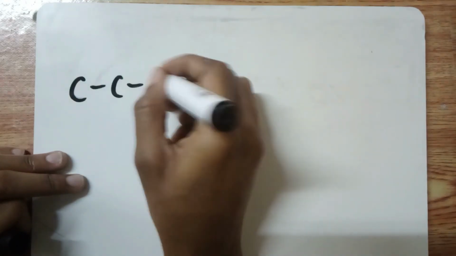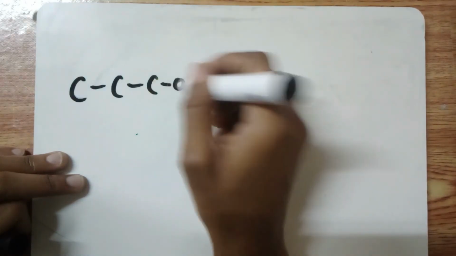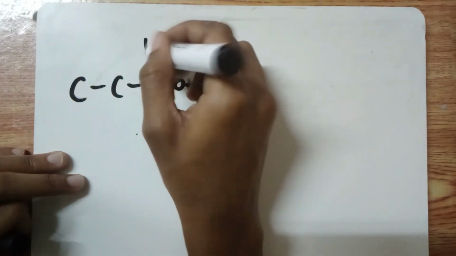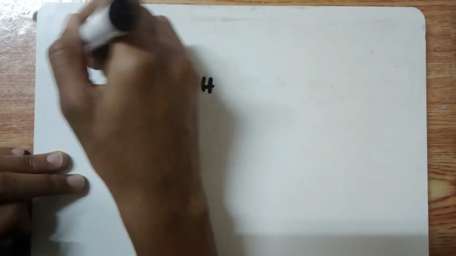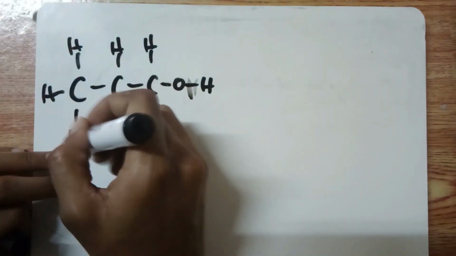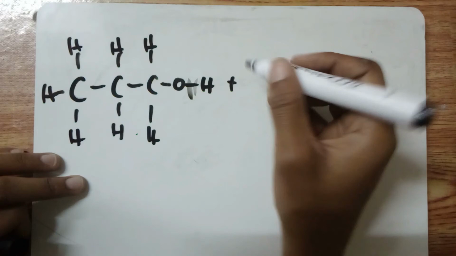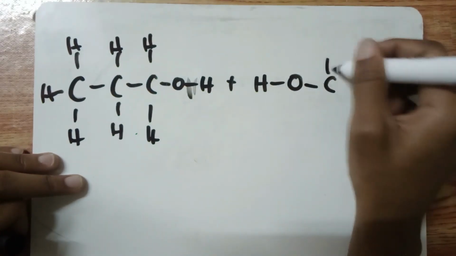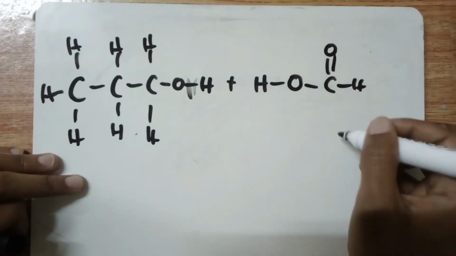So let us take an example before we finish off this lesson. Let's say we had propanol, so let's say the OH was there, and we're going to react it with maybe methanoic acid. So propanol plus methanoic acid. So this is how you would normally draw that.